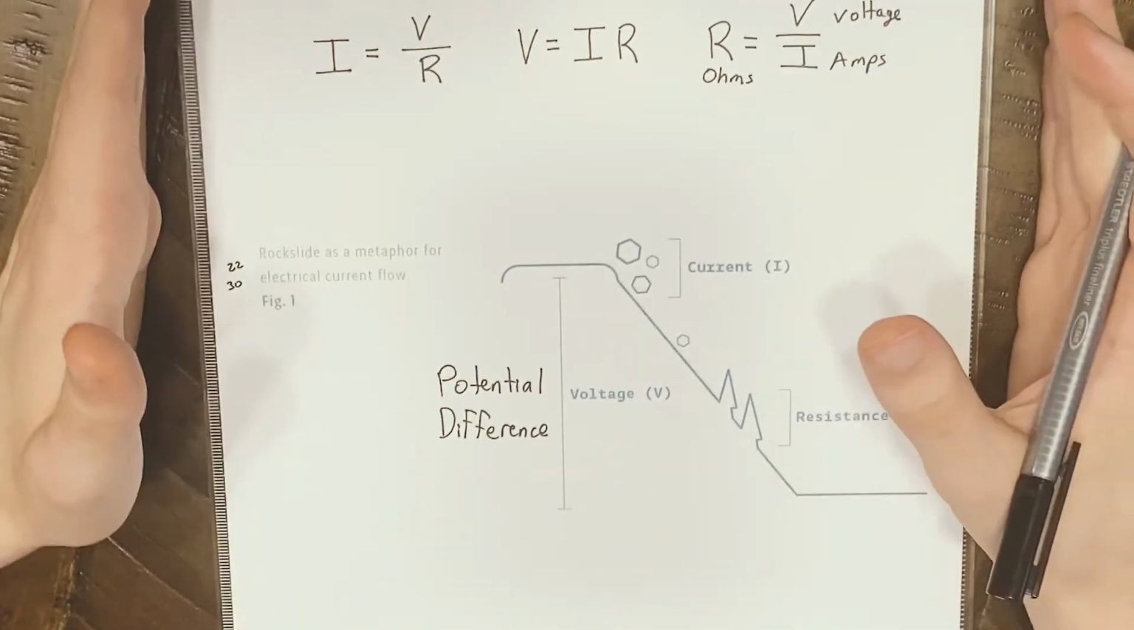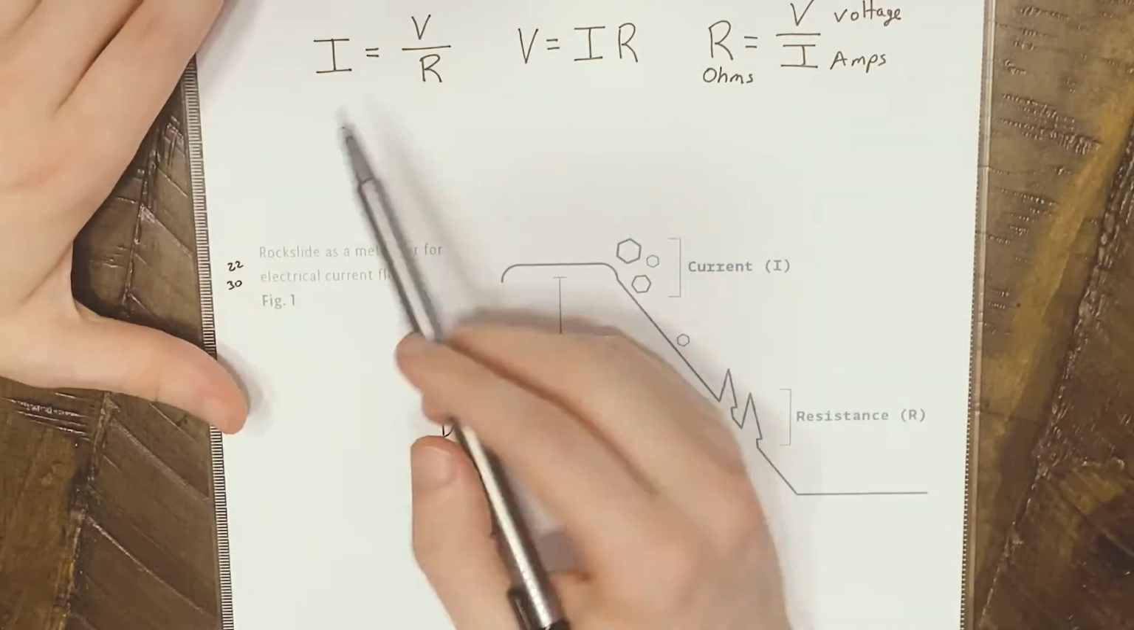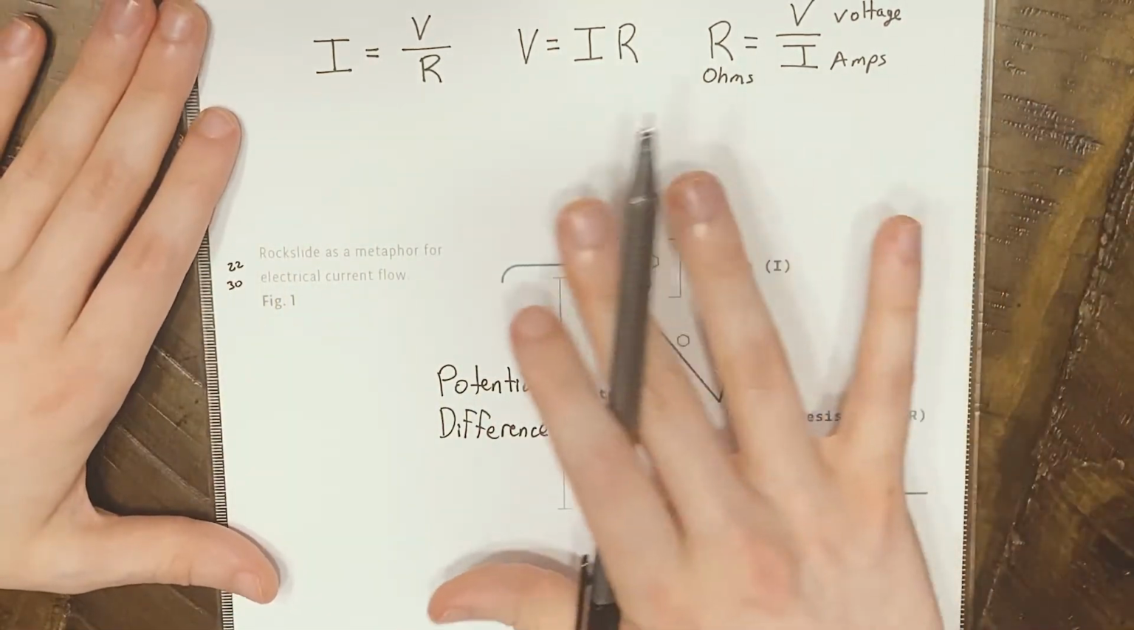So if all you want is the overall explanation of Ohm's law and you don't want to get any more mathematical than this, please skip ahead to the timestamp on your screen. If you remain though, I'm going to explain a little bit more in mathematical terms what all of this means.